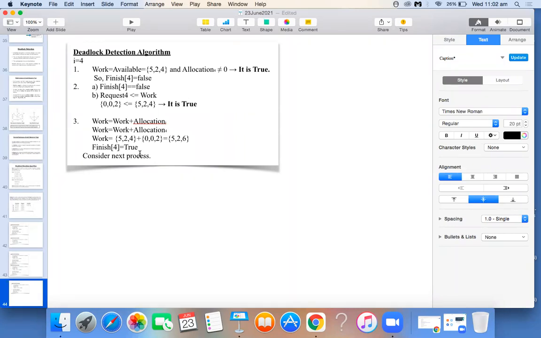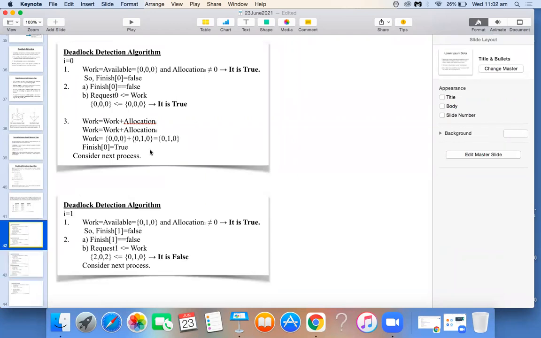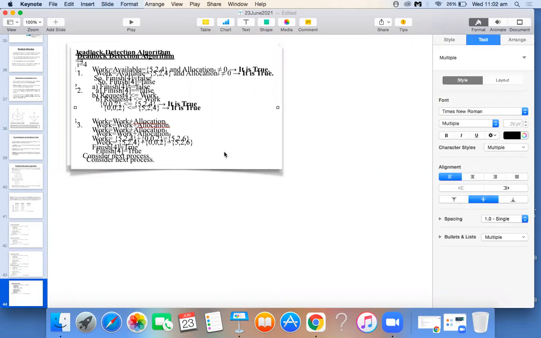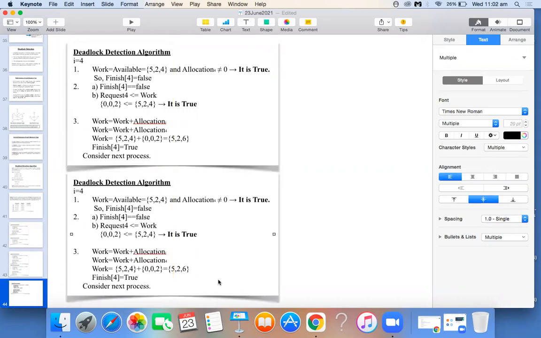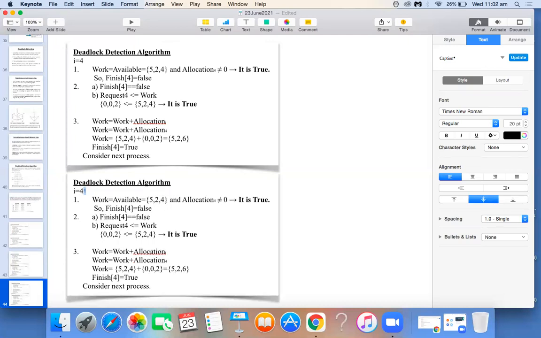So which process is remaining with me now in our system? Process 4 is completed, correct? 3 is completed, 2 is completed, 0 is completed. Which is not completed here? P1. P1, correct? So consider that P1 particular process. So I will consider that one now. So again apply your deadlock detection. So make i is equal to 1 now. i is equal to 1.